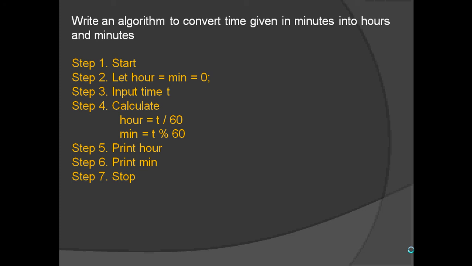By this algorithm formula you can see that you can implement it like this in the source file also. So hours equals t divided by 60, min equals t mod 60. And then in steps 5 and 6 you can see that you display using the C output stream the hours and then the min value, and then finally step 7, stop.